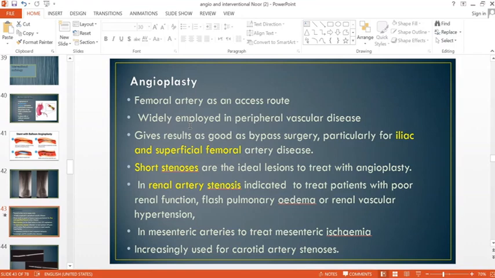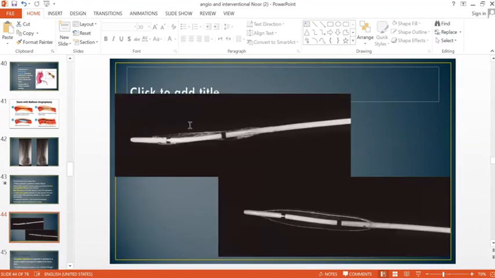In renal artery stenosis, angioplasty is indicated to treat patients with poor renal function, flash pulmonary edema, or renal vascular hypertension that is resistant to medical treatment. It can be used also in mesenteric arteries to treat mesenteric ischemia and is increasingly used for carotid artery stenosis.